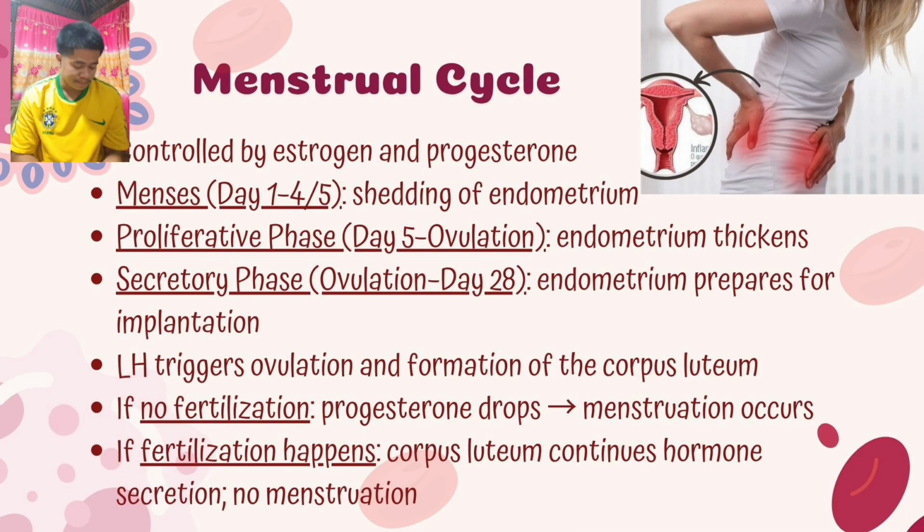Good evening, ma'am. I'm here tonight to discuss the menstrual cycle. Definition: it is controlled by estrogen and progesterone. Menses, day 1 to 4 or 5, is the shedding of the endometrium. Proliferative phase, from day 5 to ovulation, the endometrium thickens. Next, secretory phase, from ovulation to day 28, the endometrium prepares for implantation.